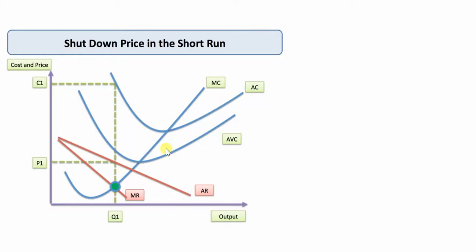Okay, so the first thing I want you to take a look at is this line here. It's marked AR for average revenue. That is also another way of saying it's the demand curve. And from the demand curve, or the average revenue curve, we could derive the marginal revenue curve, which is essentially the demand curve with twice the slope.